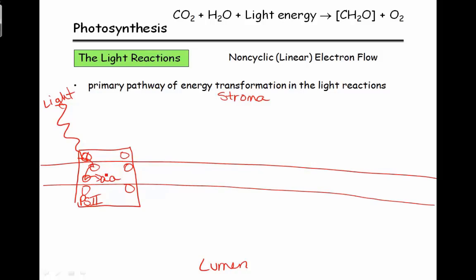So that electron will get boosted up to a higher energy state, and when it does, we have that other molecule that was ready and waiting, the primary electron acceptor, which is going to grab hold of that electron before it falls back down to the ground state. Now we'll come back to that electron in a moment.